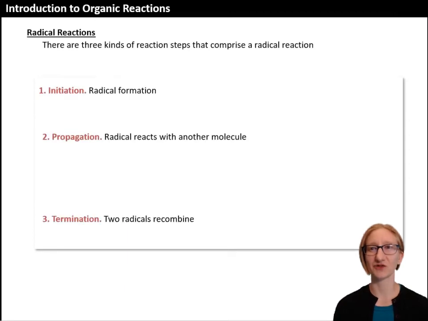Let's take a closer look at radical reactions, reactions that proceed with the movement of single electrons. There are 3 types of reaction steps that make up a radical reaction. First is initiation, or radical formation. In this step, a non-radical species undergoes homolytic bond cleavage to form 2 new radicals. This type of step is often initiated with light, or UV light. So if you see light over the arrow, there's a good chance that you're looking at a radical reaction.